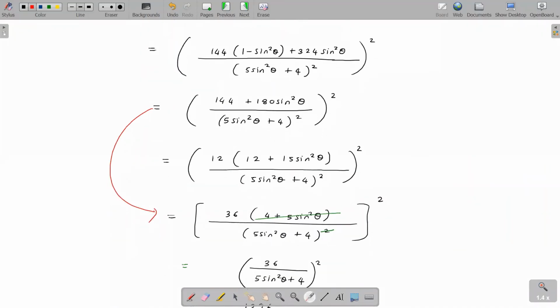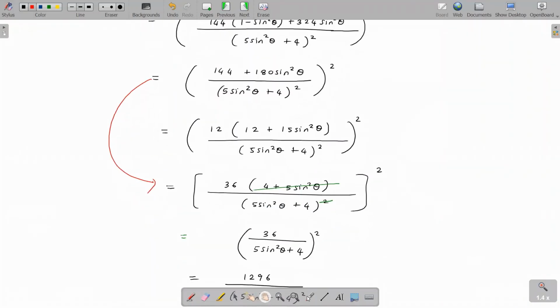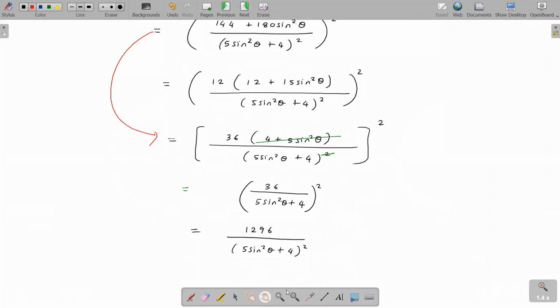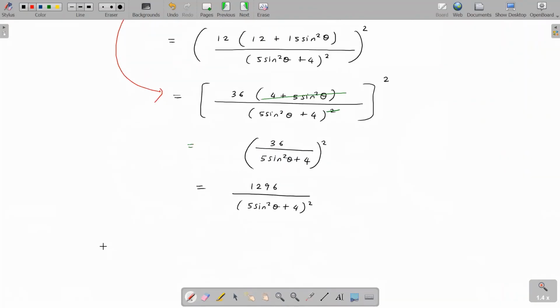So this gives an opportunity to simplify this sum really easily because you can simplify the numerator and the denominator. You can cut out, so you end up getting 36 over 5 sin square theta plus 4 whole thing square. Okay, and then we end up getting 1296 over 5 sin square theta plus 4 whole thing square. Now that is the answer of what? That was the answer of x square plus y square whole thing square, right?